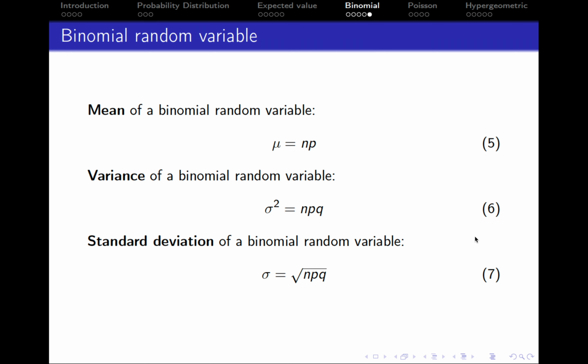So binomial random variable has its own formula for the mean value. As you can see, mu is calculated just by multiplying n, the number of trials, by the probability of success. We can also estimate the variance, which will be the number of trials multiplied by the probability of success and multiplied by the probability of failure. And standard deviation, as always, is calculated as the square root of the variance, so the square root of npq.